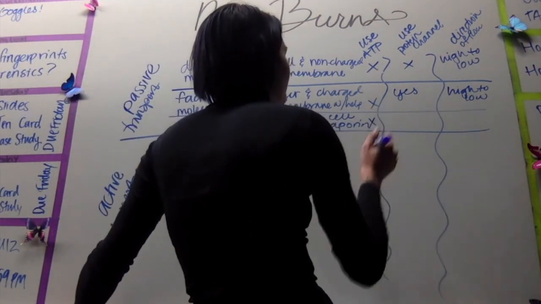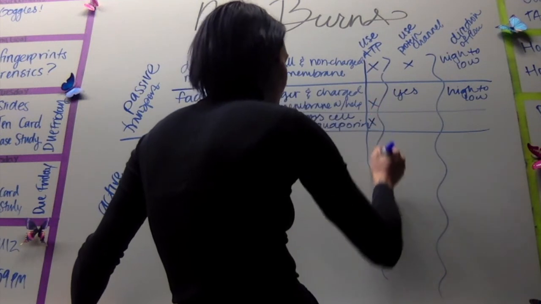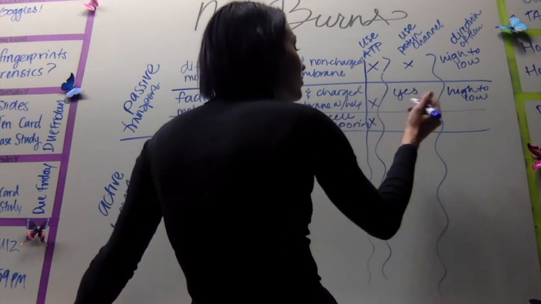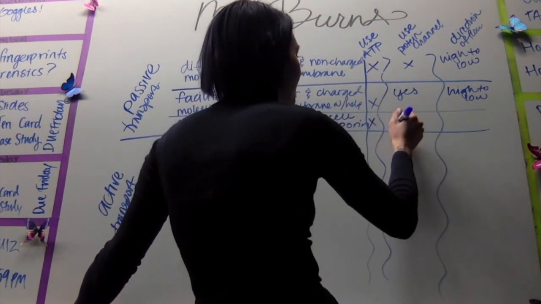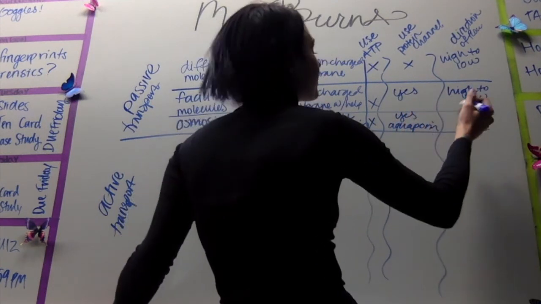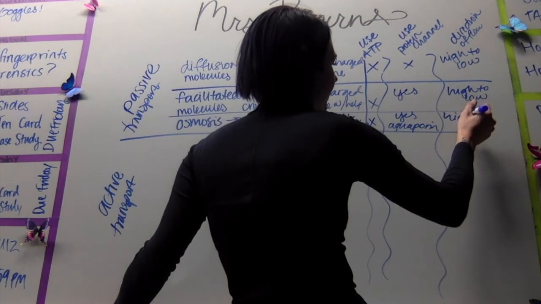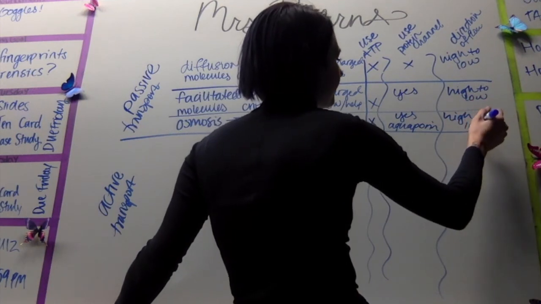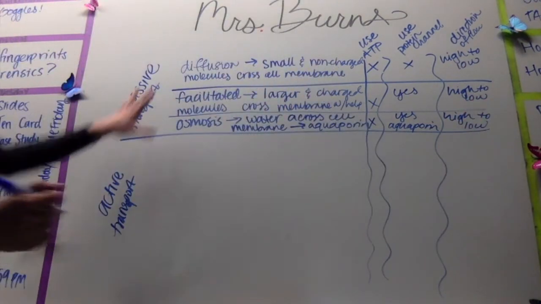So they still don't use ATP, but they do use a protein channel, and remember that's the aquaporin. But they still follow the basic rules of diffusion, so they go from high to low. Okay, so that's passive transport.